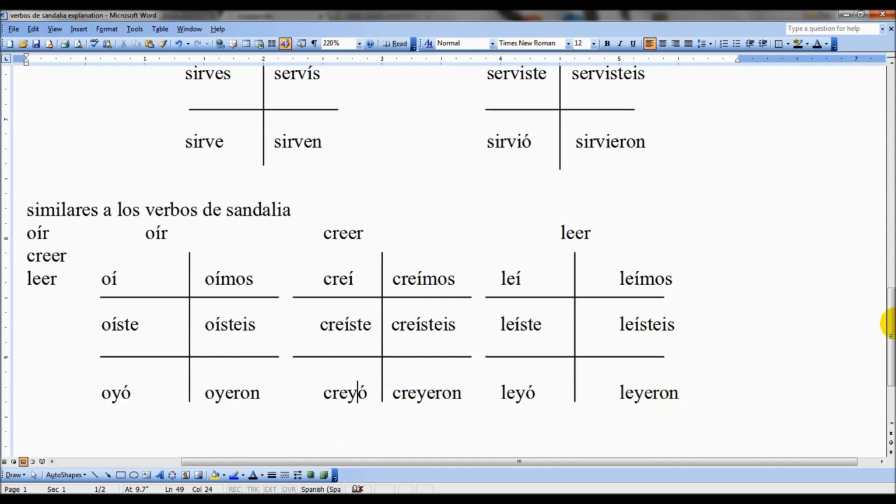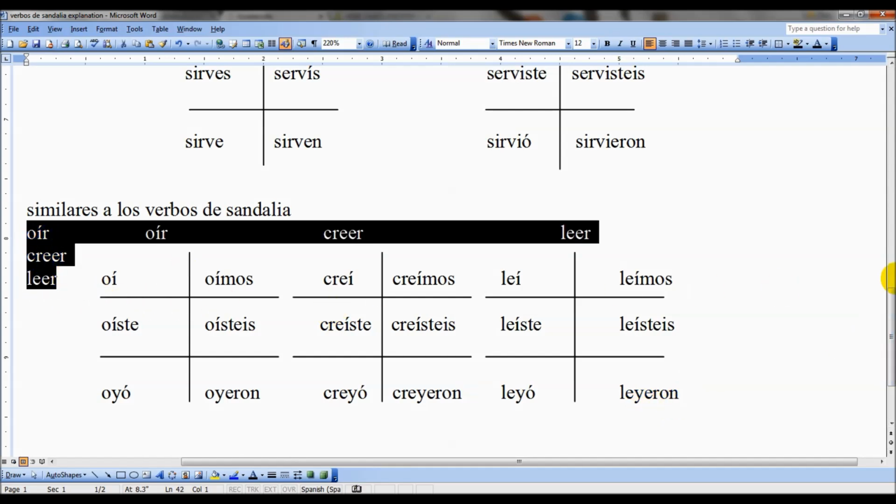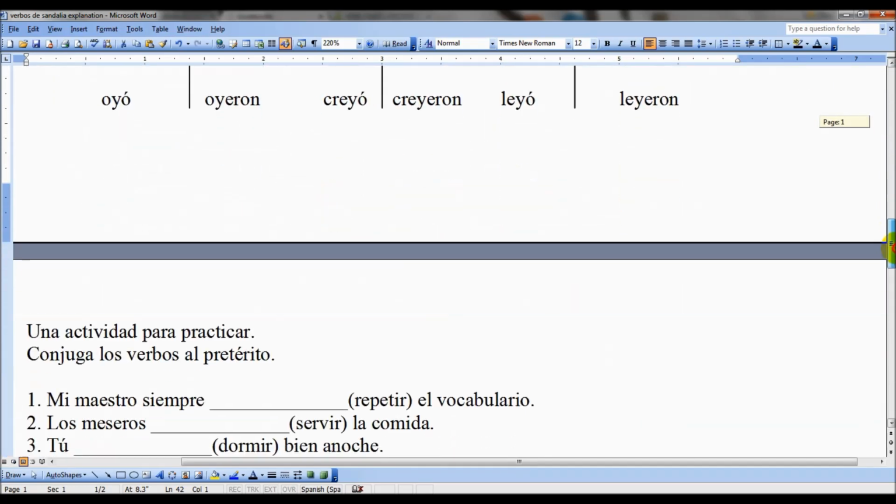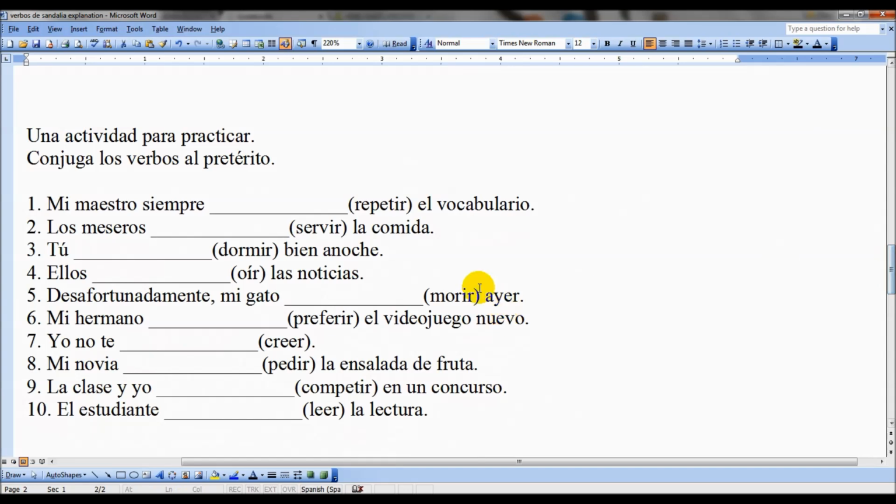So I'm going to have a practice activity for you, and that practice activity will involve these 3 verbs right here: oír, creer, and leer, and all of these verbs up here as well. So if you want to jot those down, you can, but what I'm going to do is scroll down to the activity, which has 10 sentences, and I want to see if you can conjugate those verbs correctly into the preterite, and then in about 3 seconds, I am going to read the answers to you. So pause the video if you want to do this activity.